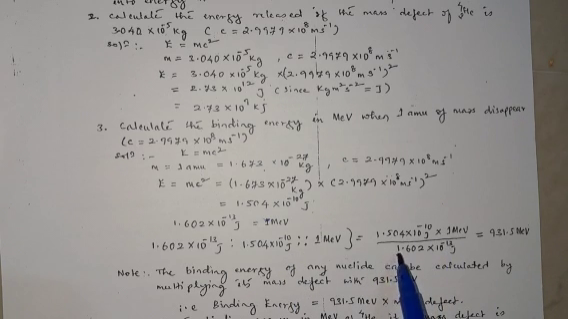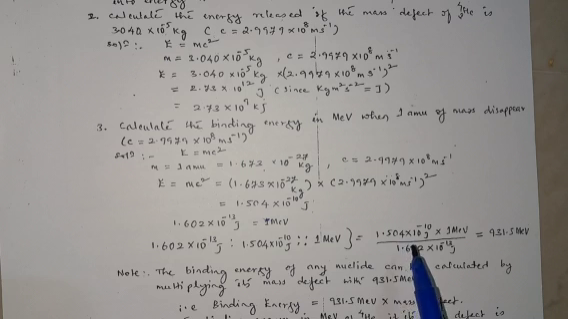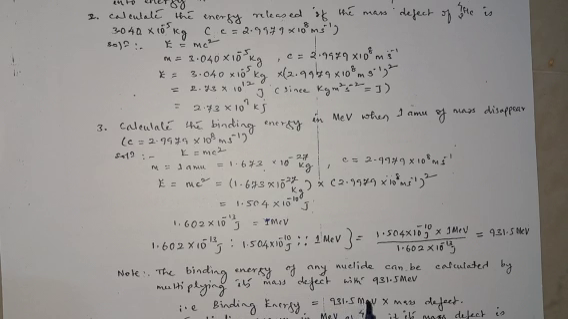Therefore, if you calculate the binding energy, it is 931.5 MeV. The binding energy of any nuclide can be calculated by multiplying its mass defect with 931.5 MeV. That is, the binding energy is equal to 931.5 MeV into the mass defect.